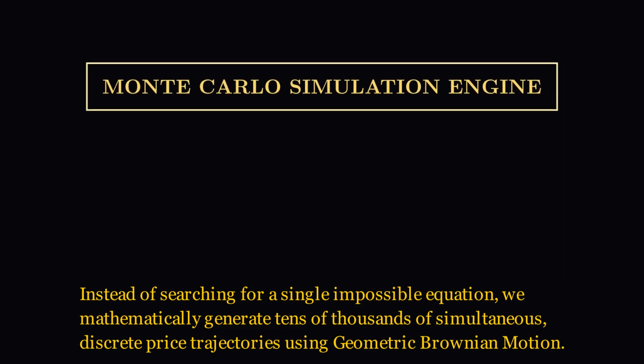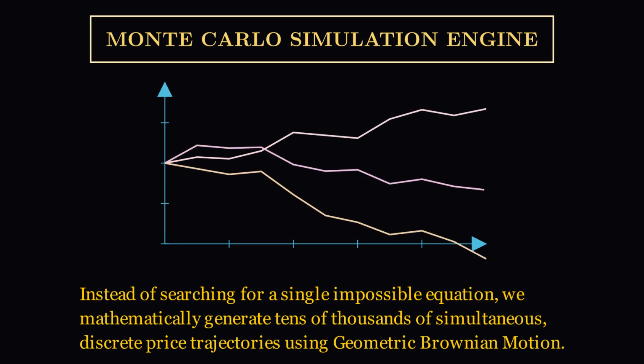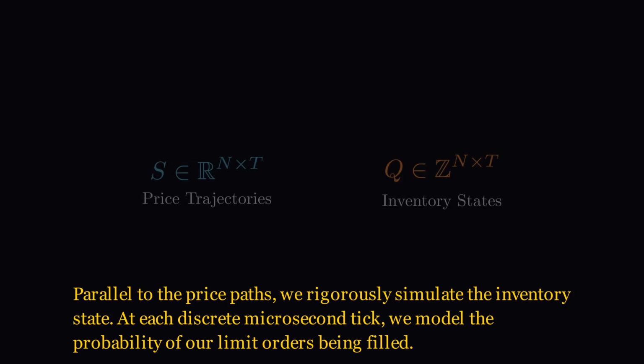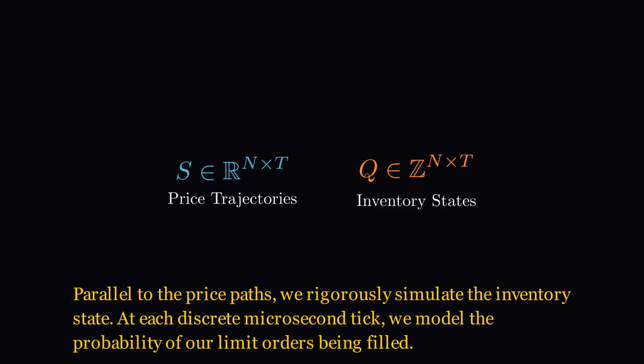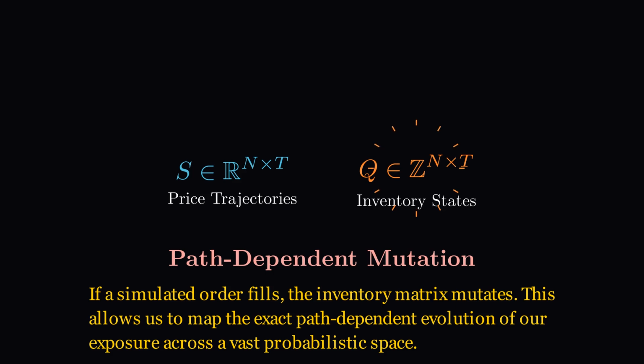Instead of searching for a single impossible equation, we mathematically generate tens of thousands of simultaneous, discrete price trajectories using geometric Brownian motion. Parallel to the price paths, we rigorously simulate the inventory state. At each discrete microsecond tick, we model the probability of our limit orders being filled. If a simulated order fills, the inventory matrix mutates. This allows us to map the exact path-dependent evolution of our exposure across a vast probabilistic space.